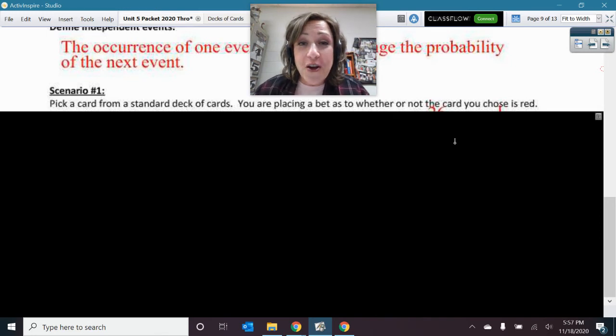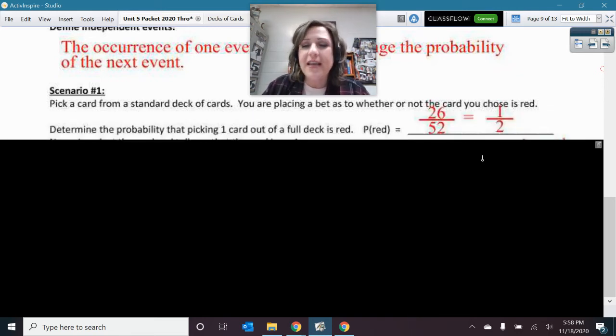Oh, I get to look. You don't get to look. I forgot. Okay, sorry. Pick a card, and I get to look at it. Okay, you ready? I look at it. Place a bet as to whether or not you think the card that you chose, and I'll look at it, is red. Okay? All right. So what do you think? What's your chances? Okay. Well, hopefully you know decks of cards. 50% are red. So 50-50 chance it's red.